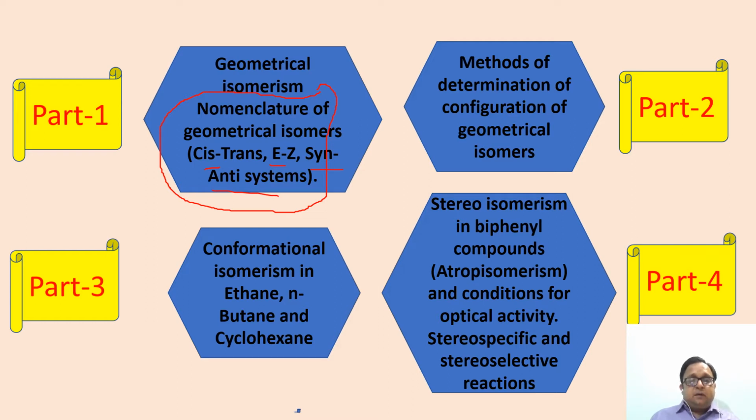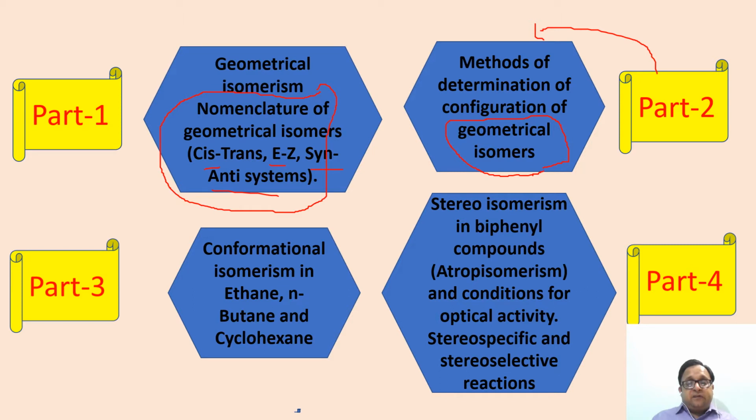Part 2 deals with the methods for determination of configuration of the geometrical isomers, and the available methods are physical methods and chemical methods. Similarly, part 3 consists of conformational isomerism in ethane, butane and cyclohexane. Here one point has to be remembered: conformational isomers are also known as rotational isomers.